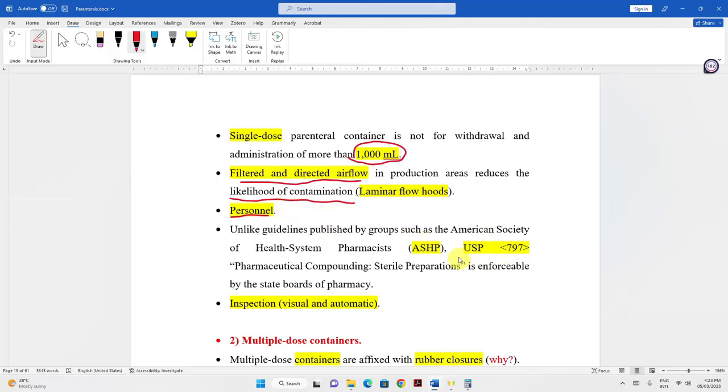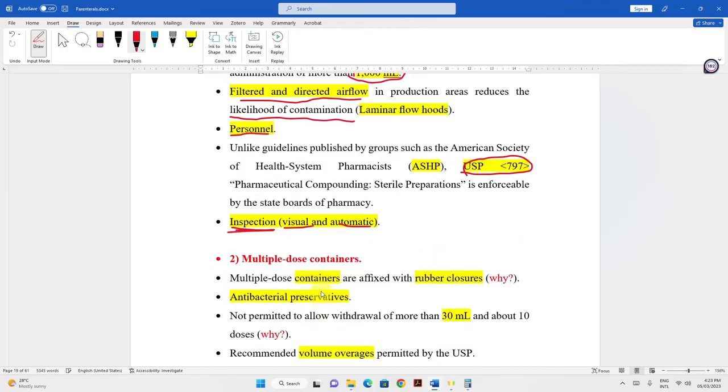And the chapter in the United States Pharmacopoeia that is enforceable and must be followed when you are preparing sterile preparation is USP 797. Memorize this chapter, okay, because it talks about pharmaceutical compounding of sterile preparation, CSP. Okay, CSP, compounding sterile preparation. Don't forget that you always need to do inspection. Inspection can be done visually or by the use of a machine like Coulter counter.